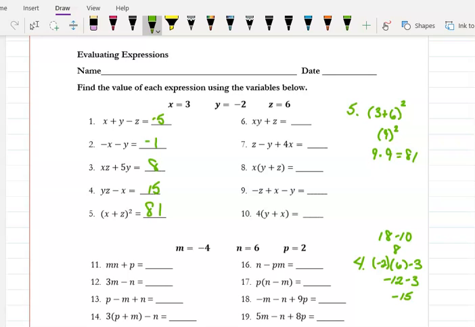Okay, so why don't you pause the video for a few minutes and try numbers 6 through 10 and see when you're ready, come back, see how far you can get.